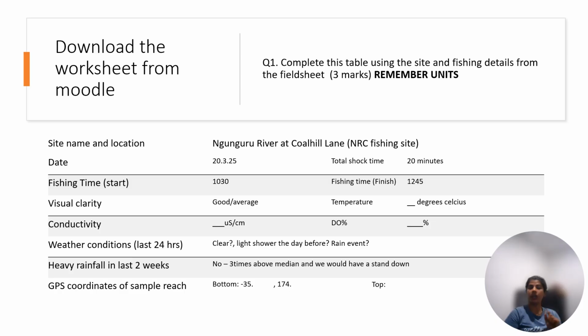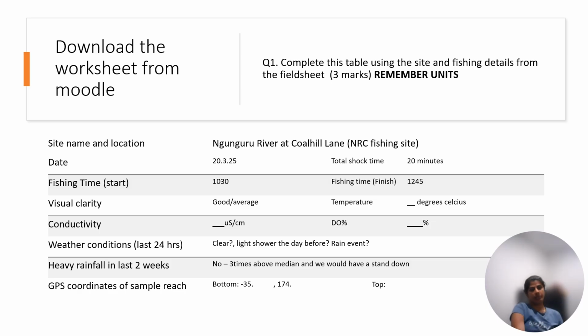Why is this here? It's because this is your little prompt. If you're planning a survey for some consultancy company, then you have to know that the trigger point is 3 times the median of the flow. If it's higher than that, you have to stand down and you can't do any bug or fish surveys.